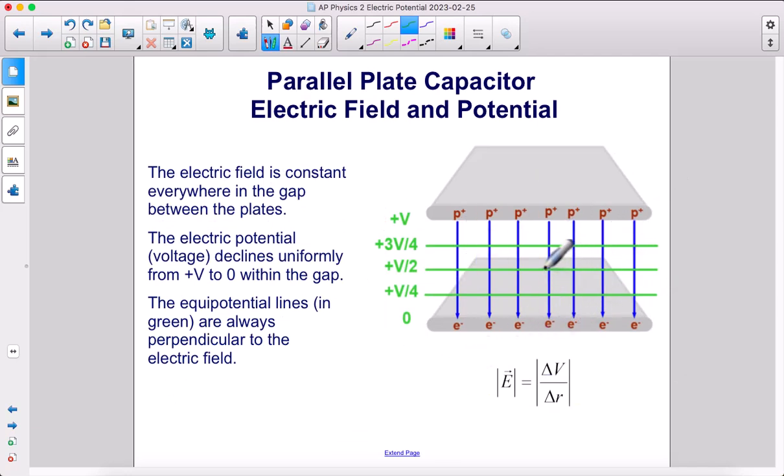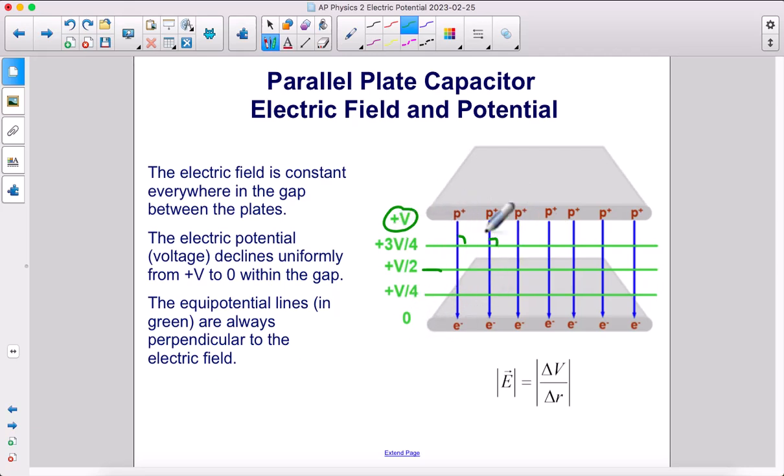The electric potential, or voltage, declines uniformly from the top plate to the bottom plate, from, let's say in this case, plus V, and then 1/4 of the way down, we would be at 3/4 V. Halfway, we are going to be halfway between the plates. All the way at the bottom plate, we're going to have 0 voltage. The equipotential lines are shown in green. They're always perpendicular to the electric field, as they were before.